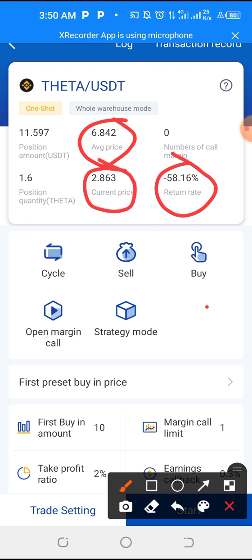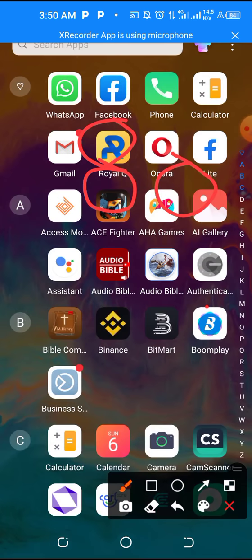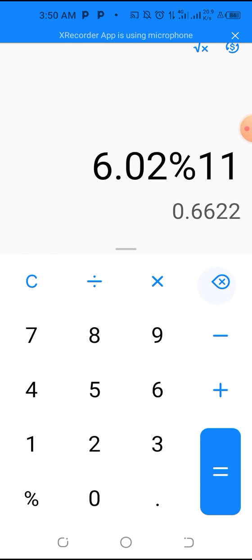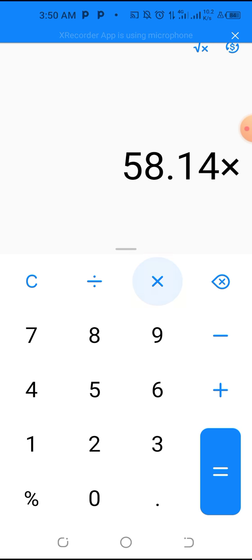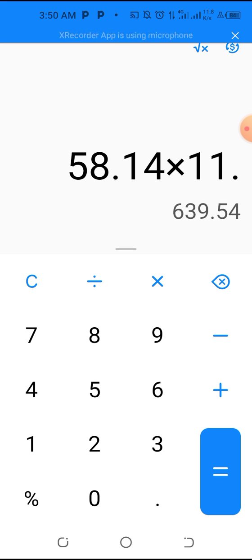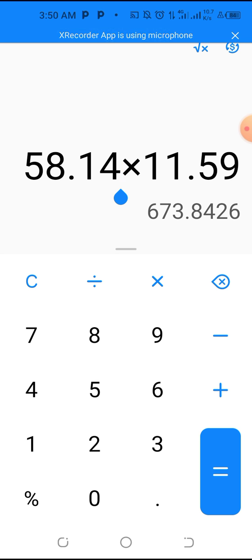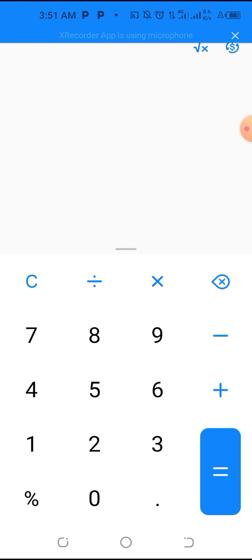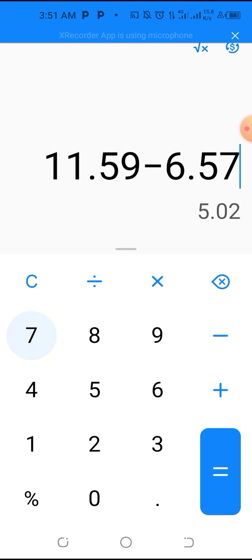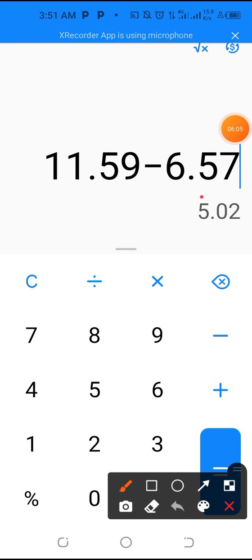So now to know the amount that will be in the balance of the person's account, you can multiply 58.14% times 11.597. So the coin has gone down by 6.7. So if I want to know the amount in the person's account, it will be 11.59 minus 6.57. So the person's capital will have reduced from $11 to $5. If the person started with like $110, the capital will have reduced to $50.